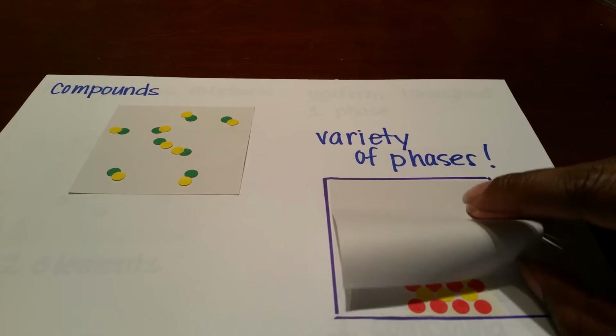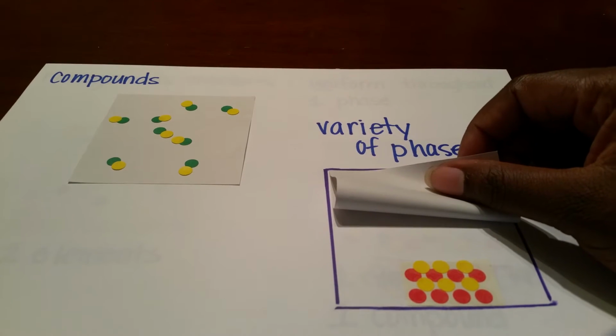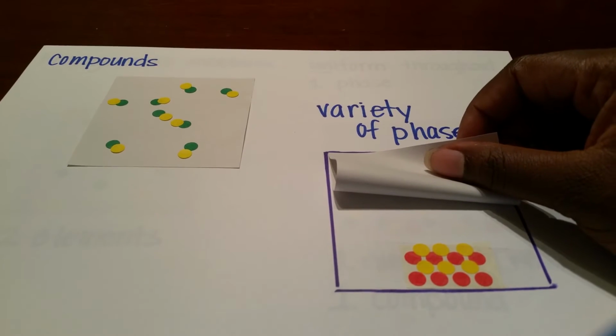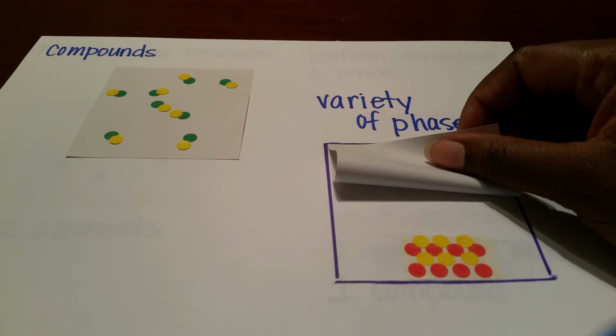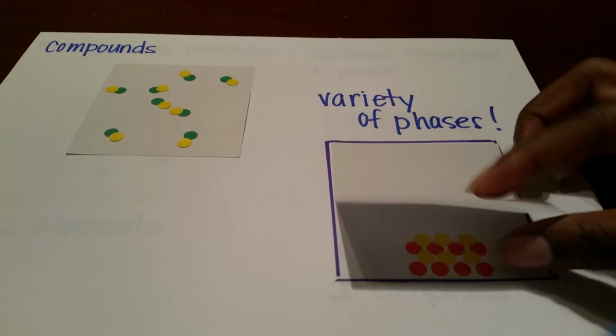One of the ones that trips students up the most is the solid phase. Sometimes when students see the solid phase, they think it's two separate elements, or they think it's some sort of mixture. But this is often how we find compounds in the solid form. Those atoms are physically touching each other and they alternate. They're very organized, very rigid in shape.